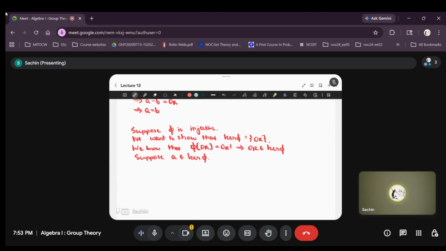Suppose some other element also belongs to it, some arbitrary element a belongs to the kernel. Then phi of a must be equal to 0 R prime. This means phi of a is equal to phi of 0 R. But since phi is injective, this means a is equal to 0 R. So 0 R is the only element in the kernel of phi if phi is injective. So we have proved both directions.